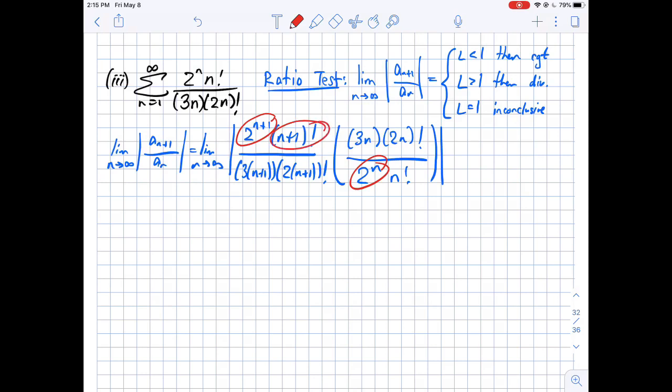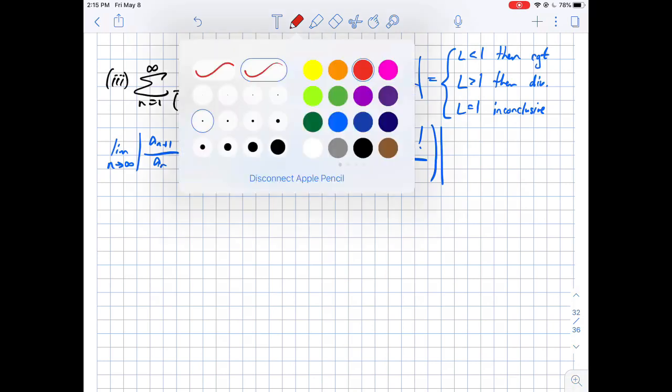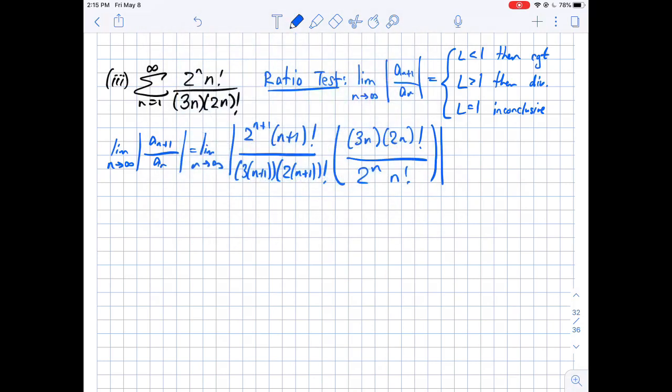I have this factorial, and I'm going to group that with this factorial. I have this 3(n plus 1), and I'm going to group that with a 3n. And I'm going to take this factorial and group it with its corresponding (2n) factorial. Okay, so we're going to group all of these together, and then we'll actually take a look at how to deal with the limit. And hopefully it'll be much more manageable at that point.